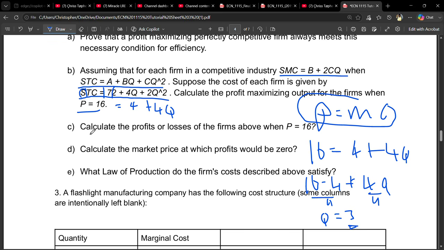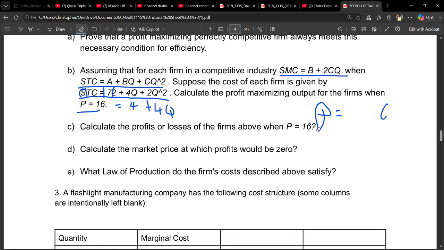Then question C says calculate the profit or losses of the firm above when the price is 16. So how do you calculate profits? We use the formula for profits. Profit is equal to total revenue minus total costs.